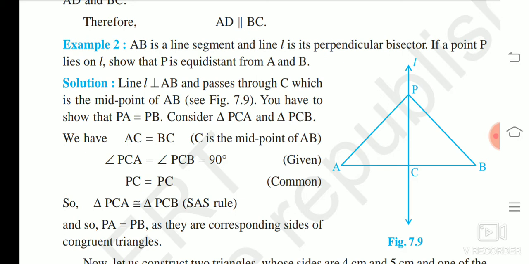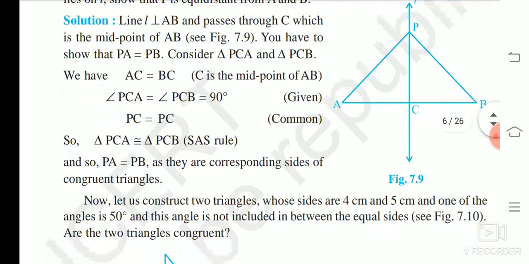If you have congruent triangles, then automatically corresponding parts of congruent triangles are equal. Now the corresponding parts of congruent triangles are the other remaining sides and angles. So here the sides PA and PB in the triangles PCA and PCB are given, no? So we need to write PA and PB in the correct form. So PA equal to PB. So PA equal to PB by corresponding parts of congruent triangles. Using this we can prove the second one.